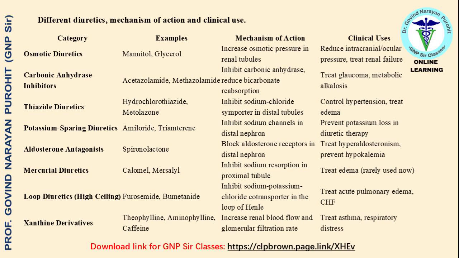The osmotic diuretics increase urine flow by increasing the osmotic pressure in the renal tubules. The carbonic anhydrase inhibitors inhibit carbonic anhydrase and reduce bicarbonate reabsorption. The loop diuretics inhibit the sodium-potassium-chloride cotransporter in the loop of Henle.